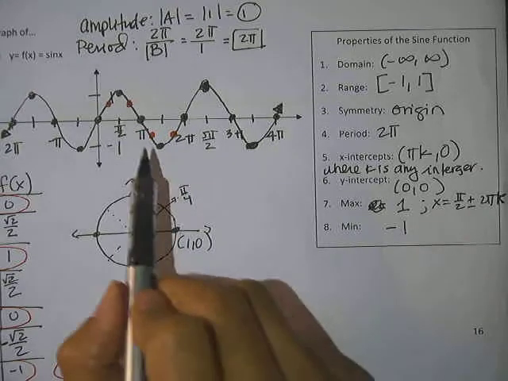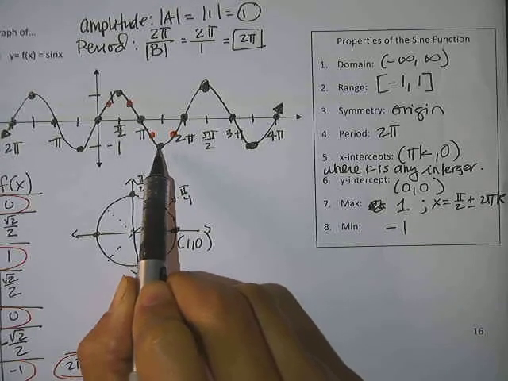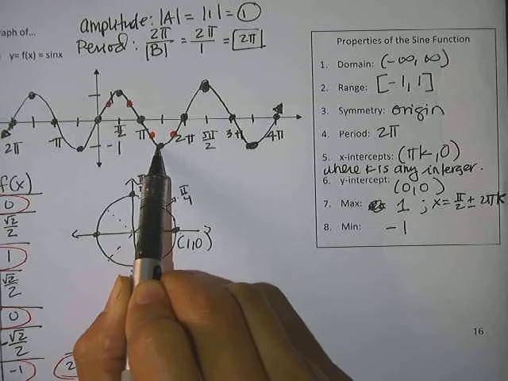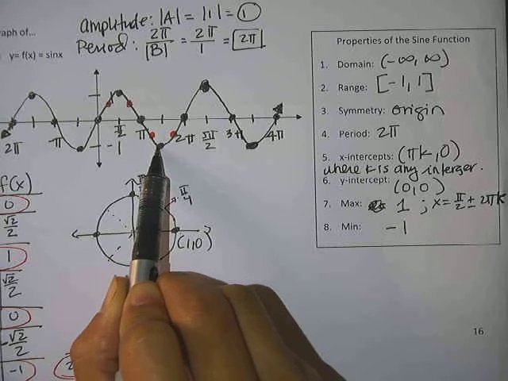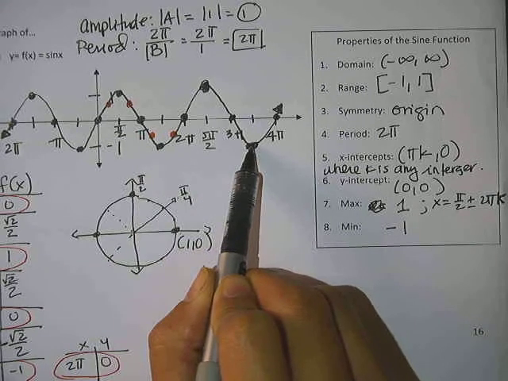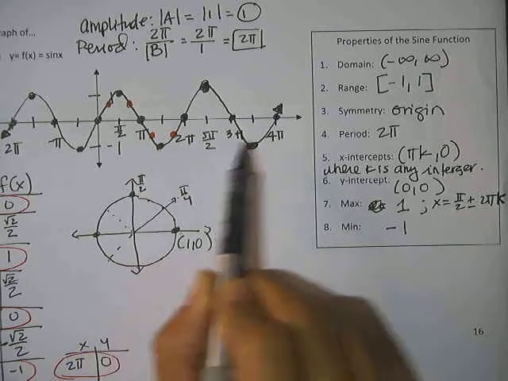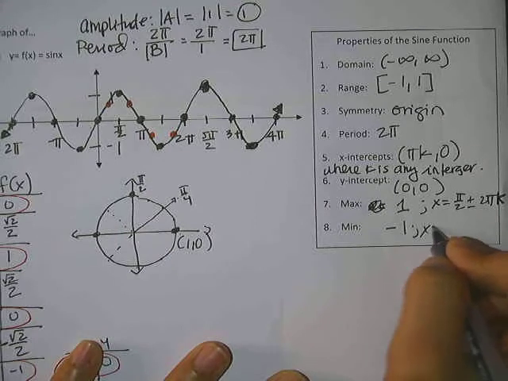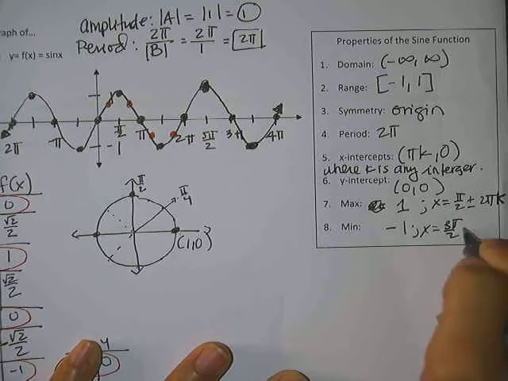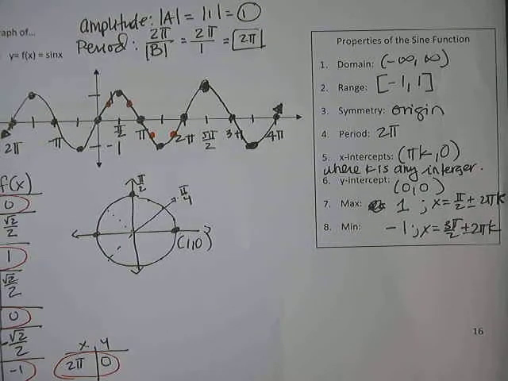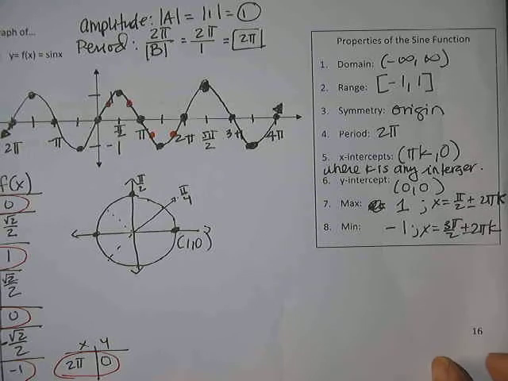And then the minimum, we have a negative 1 here for y, and this is pi over 2, this is pi, so this is 3 pi over 2. The next minimum is going to be at 7 pi over 2. Similarly, we're going to add 2 pi again, but the first one is at 3 pi over 2, where x is at 3 pi over 2 plus or minus 2 pi k, where k is any integer again. So that's the sine function for this piece.